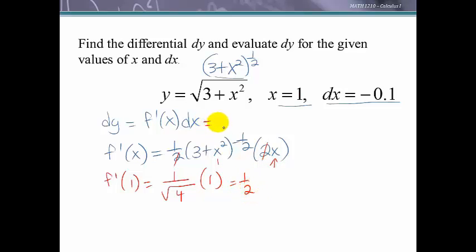So in computing dy, it's going to be 1/2 times our negative 0.1, which is our dx. So that is going to be negative 0.05. That lets us know that as we change x by decreasing it by 0.1, our little change in y is negative 0.05. That's actually our dy, which is how much y changes if we follow the linear approximation at 1.